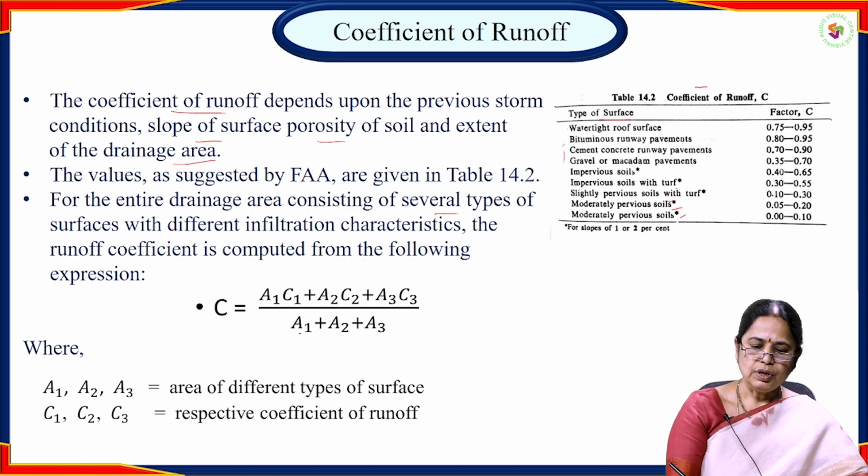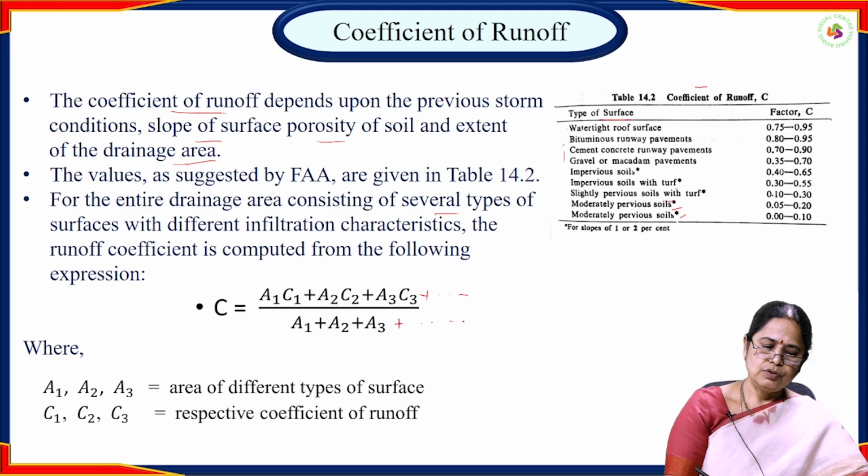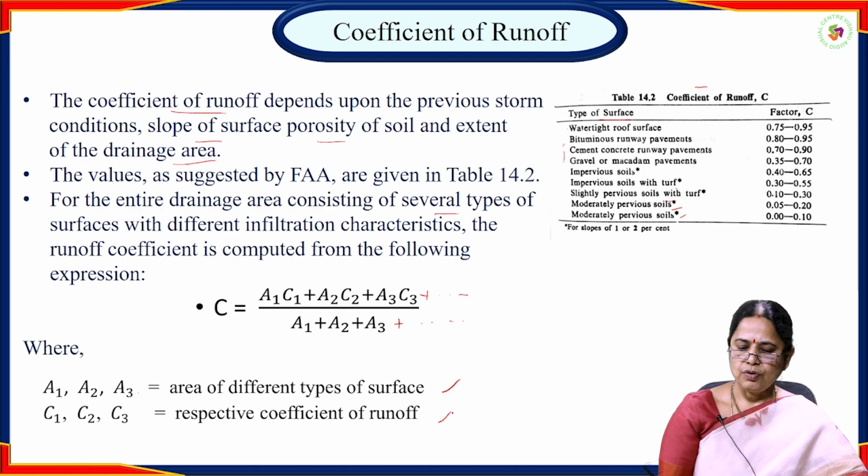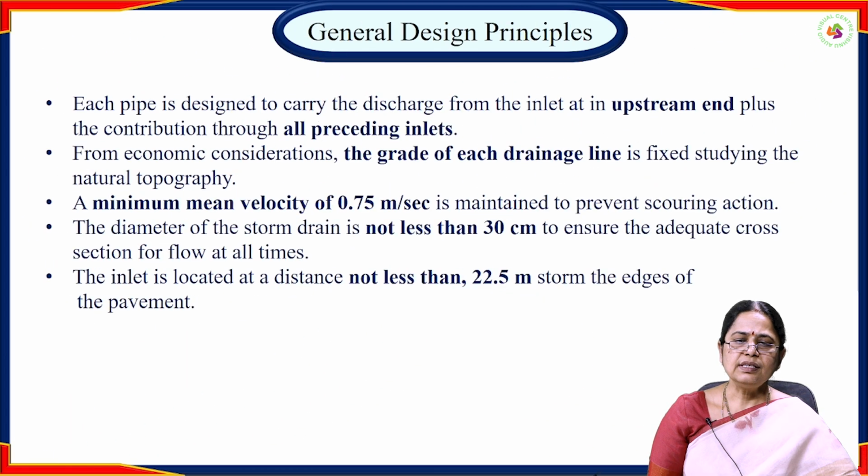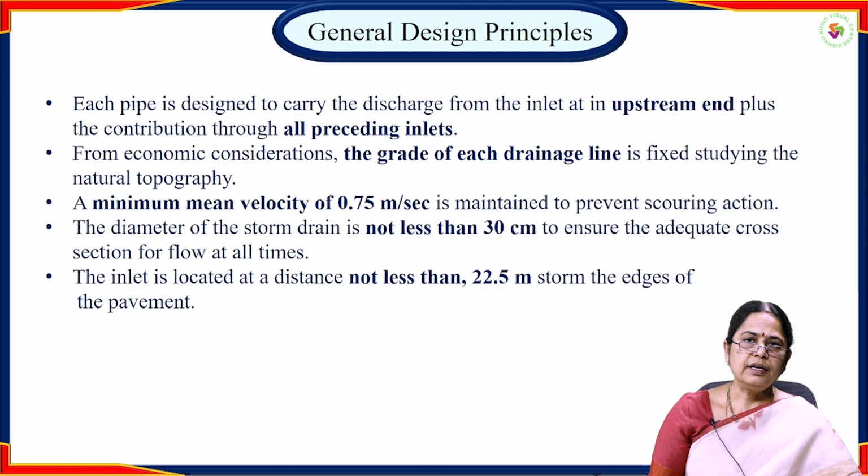C is equal to A1 C1 plus A2 C2 plus A3 C3 and so on, divided by A1 plus A2 plus A3 and so on. Where A1, A2, A3 and so on are the areas of different types of surfaces, and C1, C2, C3 are the respective coefficients of runoff. Now we see some general design principles for surface drainage design.